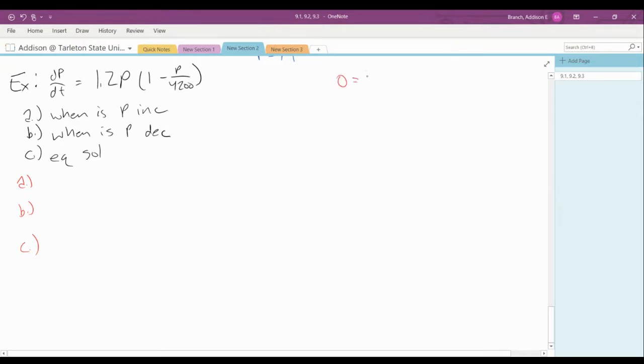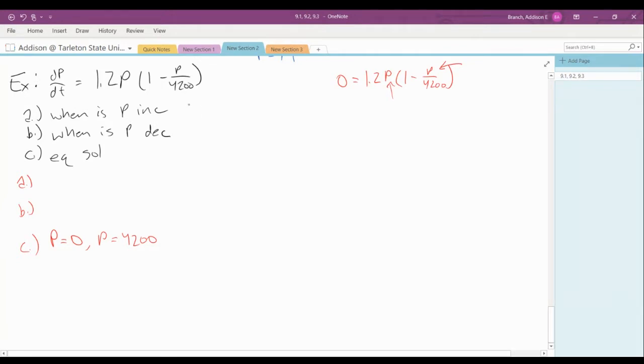So if we say that 0 is equal to 1.2 P times 1 minus P over 4,200, if we look at the factors, we know that is going to be when our population is 0 and when our population is at 4,200. Since if we plug in 0 right here, we're going to get 0. If we plug in 4200 right here, we're going to get 1 minus 1. So therefore 0.